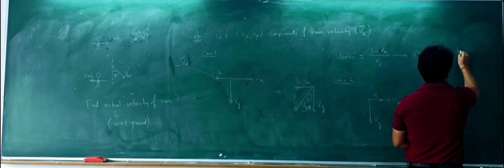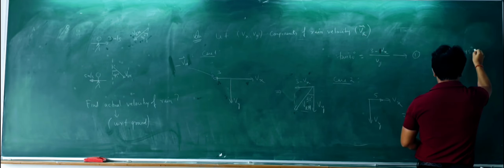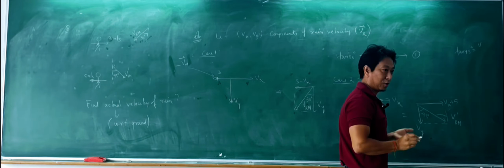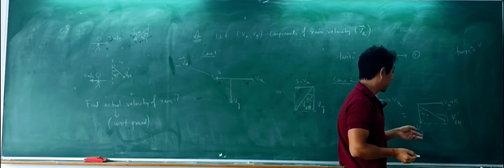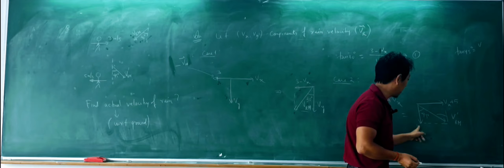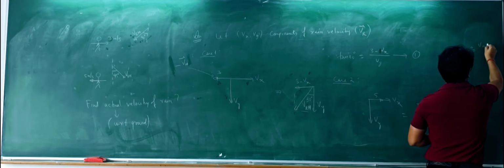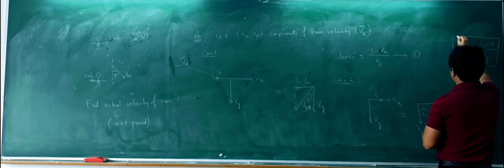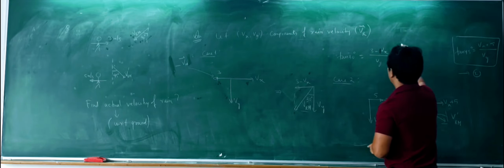That means tan 45 should be what? 1, I know. From here I am asking, I am doing class 10 trigonometry. Tan 45 from here is Vx plus 5 divided by Vy. Can you now solve this? Can you solve?